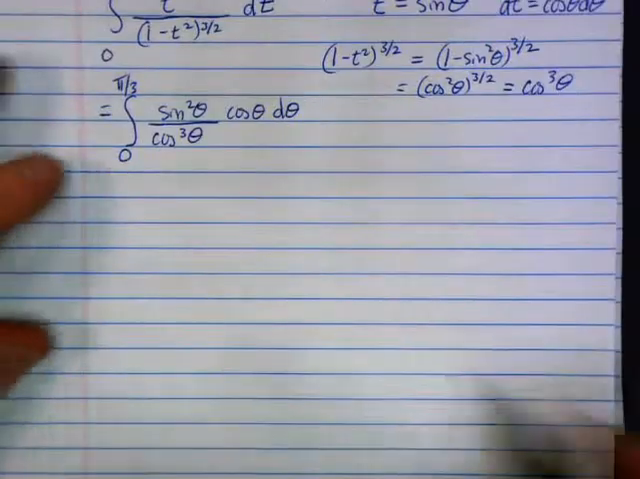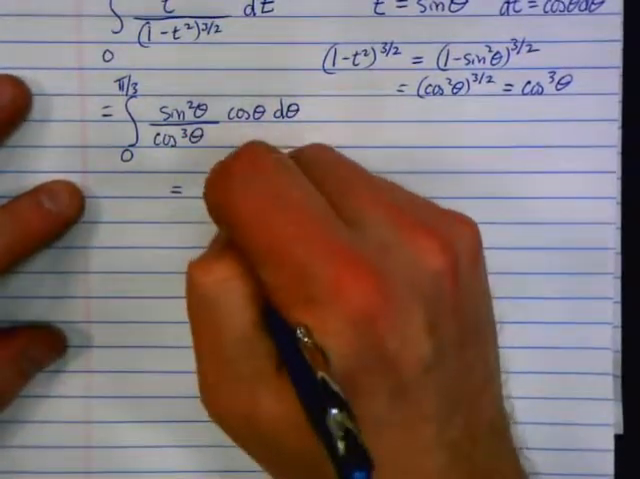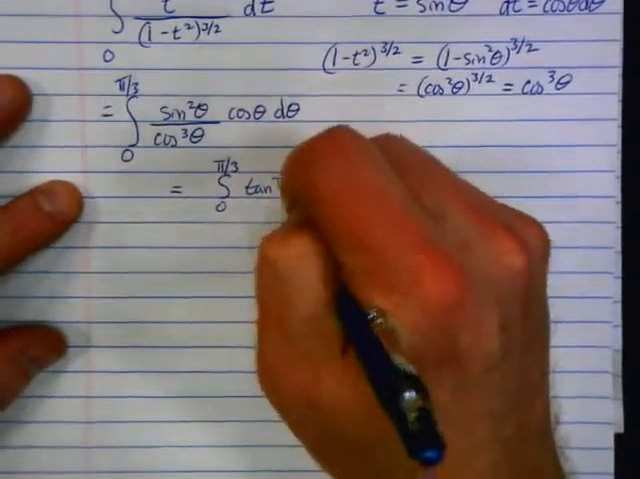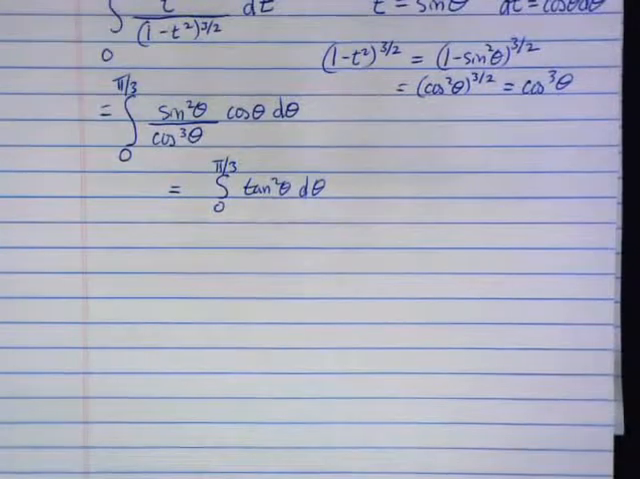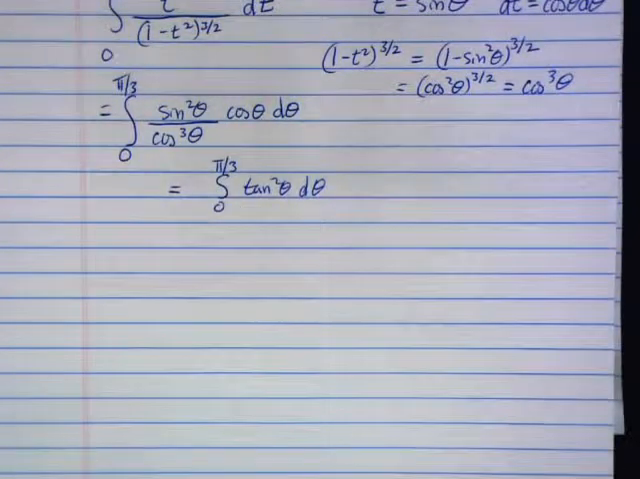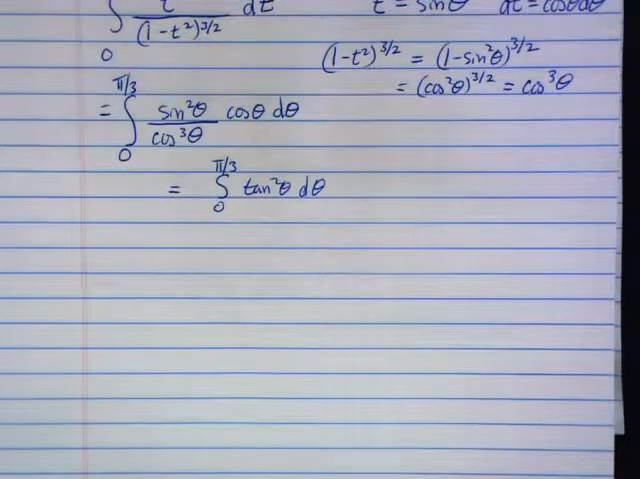All right, well, this works out fairly decent because this becomes the integral from 0 to pi over 3 of tangent squared theta d theta. Because we reduced one of the cosines, we got sine squared over cosine squared. What's the antiderivative of tangent squared theta d theta? Tan theta minus theta. And how'd you get that? Looked at my handy dandy note card.